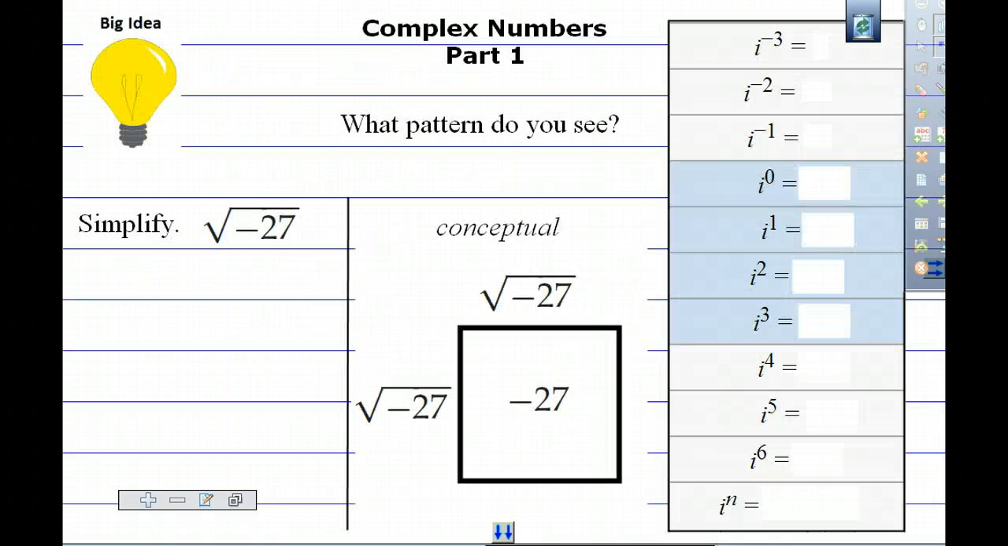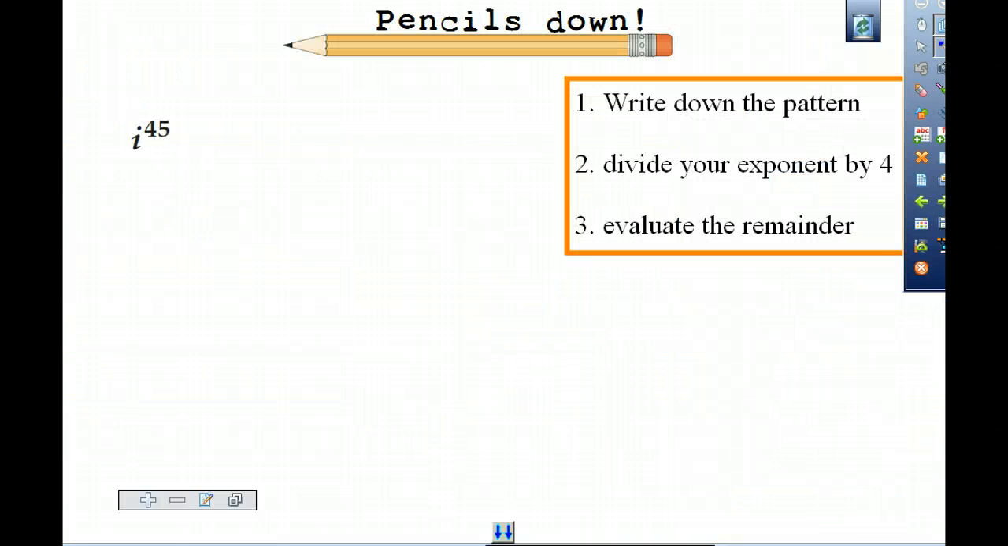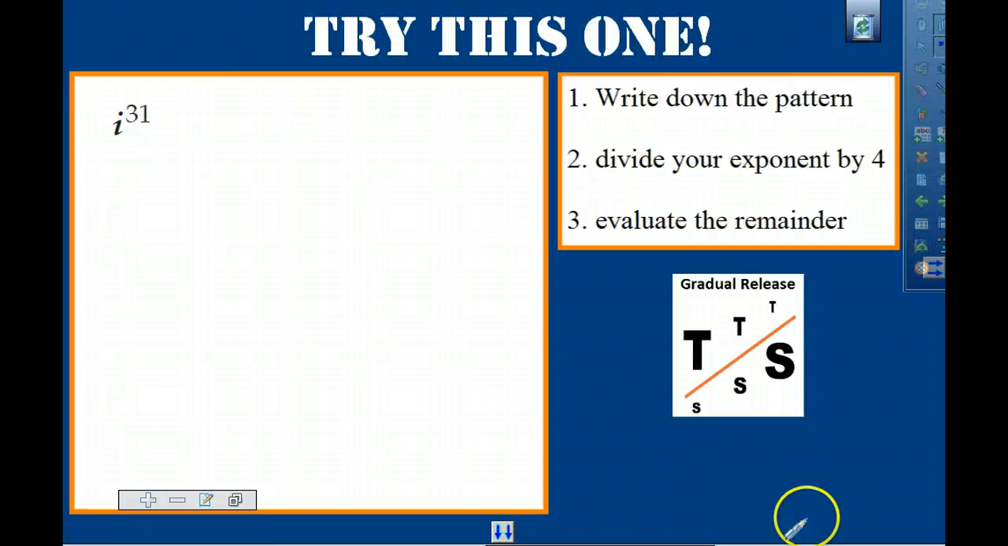Good. All right. So now we know what this i is. We want to actually look for a pattern for all these i's. So here's the big picture for this. I'm going to give you something like i to the 45, i to the 31, and you want to know what that equals rather quickly.